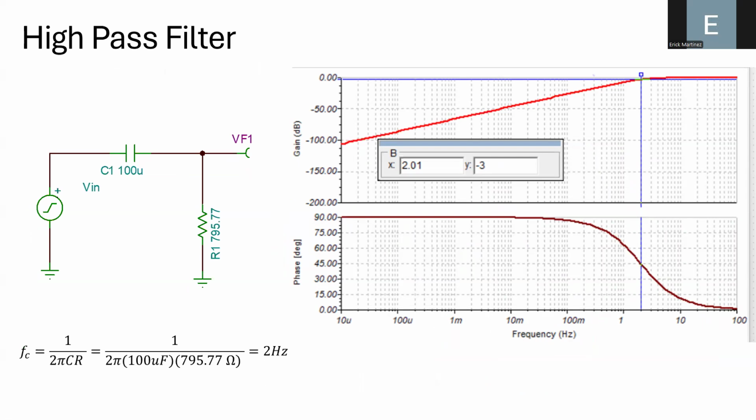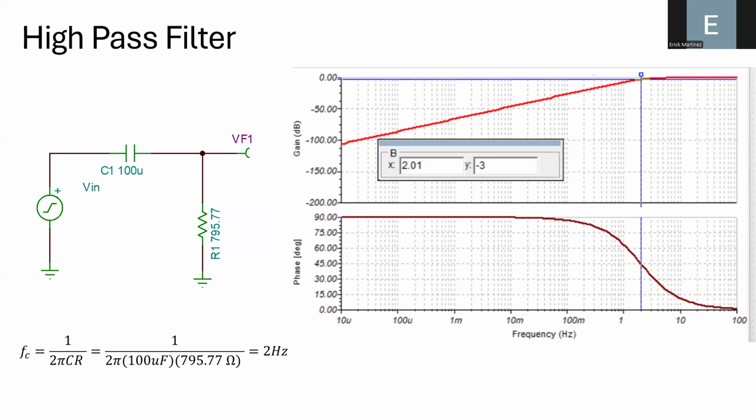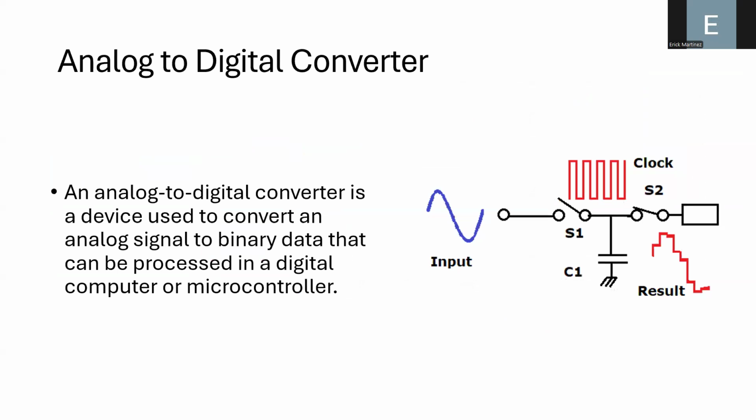Again, you can see that we have these transitions between the stop band and the pass band, and below is the phase diagram, or the phase plot. So this is an example of how you can work with a high pass filter and a low pass filter. But now we have completed the signal conditioning.